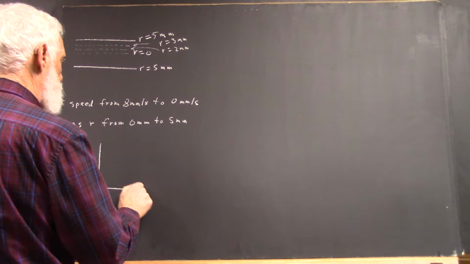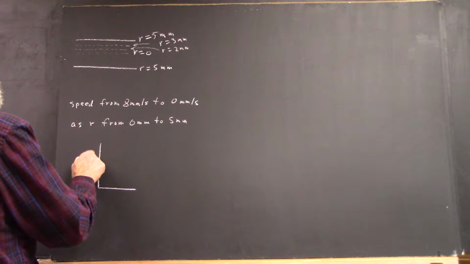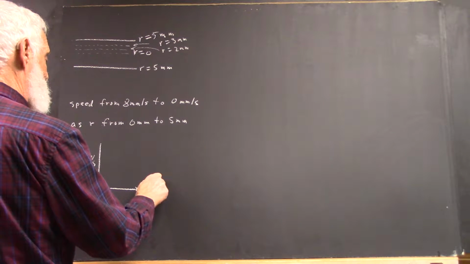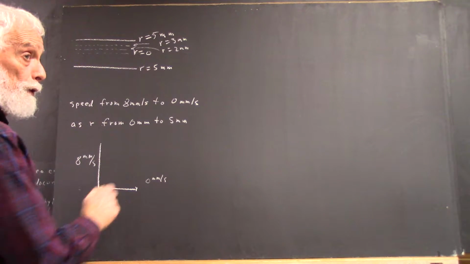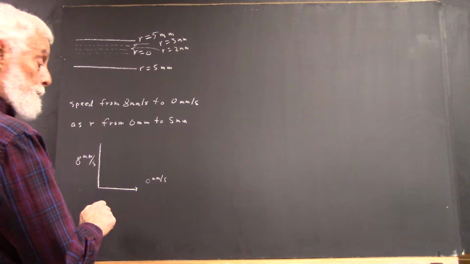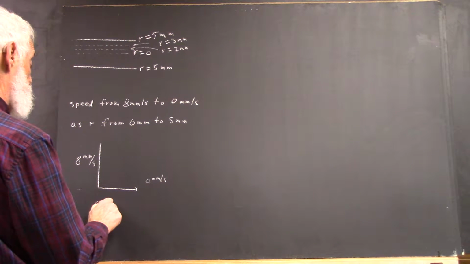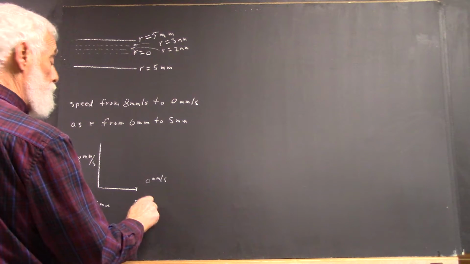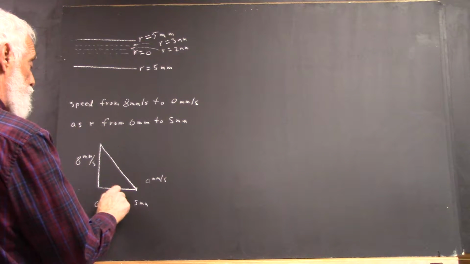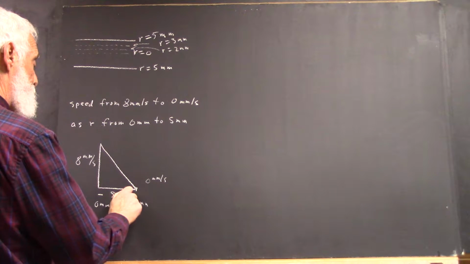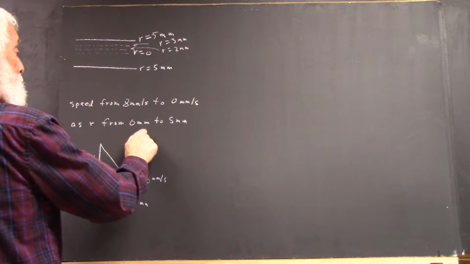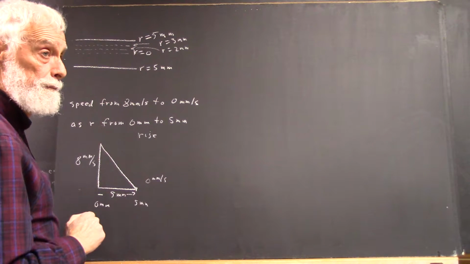Okay, so the trapezoid goes from 8 millimeters per second down to 0 millimeters per second, which is going to give us a really short side here, as r goes from 0 to 5 millimeters. So here we've got 0 millimeters, here we've got 5 millimeters. So here's our trapezoid. Its width is 5 millimeters. Its rise is what? 8.